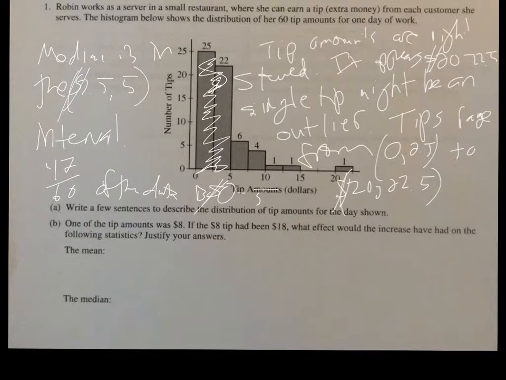All right. B then asks, one of the tip amounts was $8. So there was a tip amount that was in this interval, because that interval is 7.5 to 10. If the $8 tip had been 18, so that one goes from there out to here, what effect would that increase have on the following statistics?